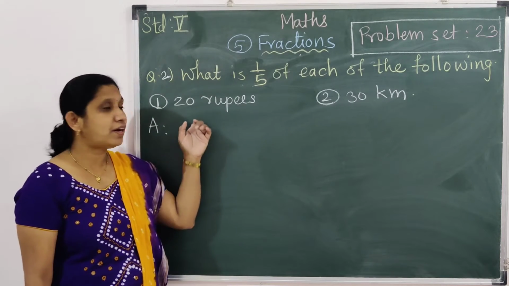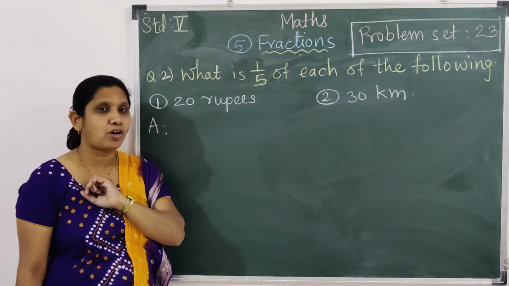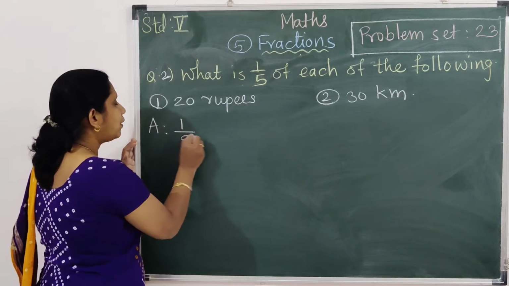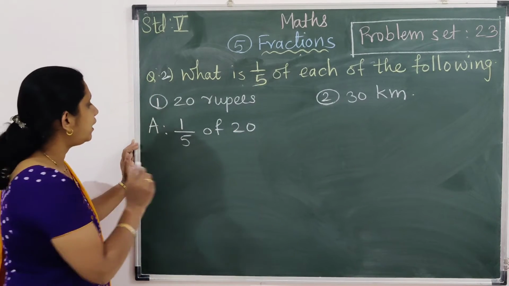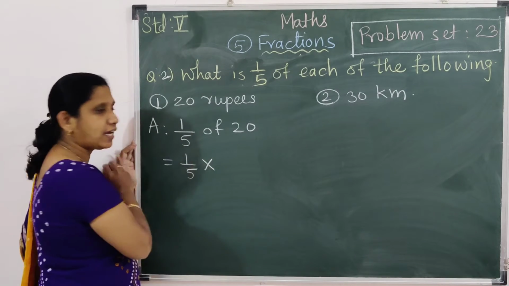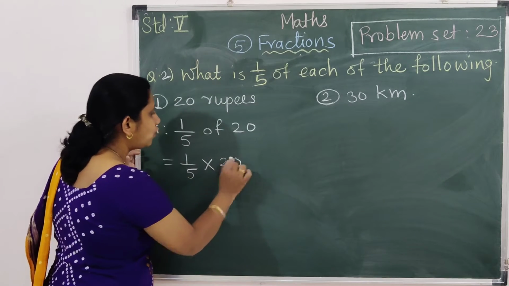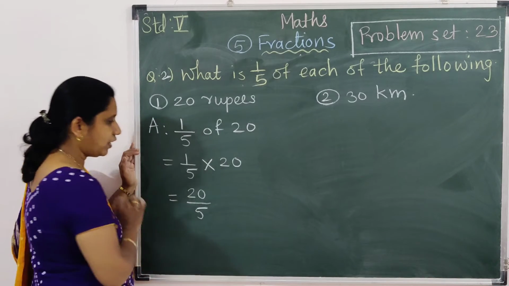Children, do you remember I showed you the example of dots previously? It is the same as that. So how to write 1 upon 5 of 20? As I already taught you, in place of the word "of", let us use the sign of multiplication. 1 upon 5 into 20, which is equal to 20 upon 5.